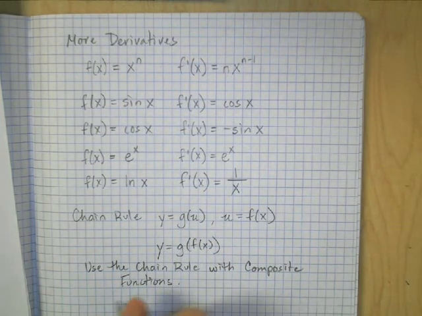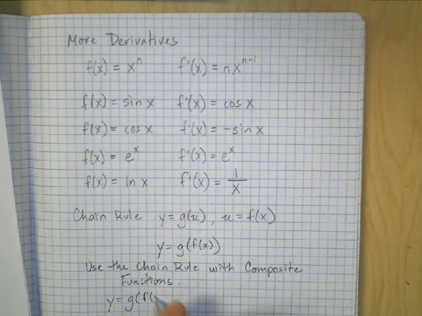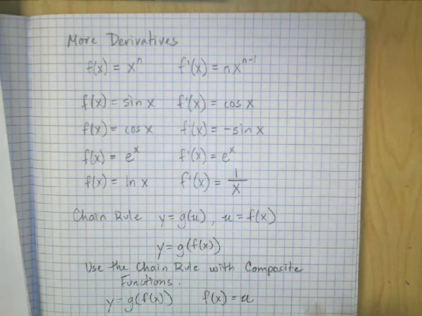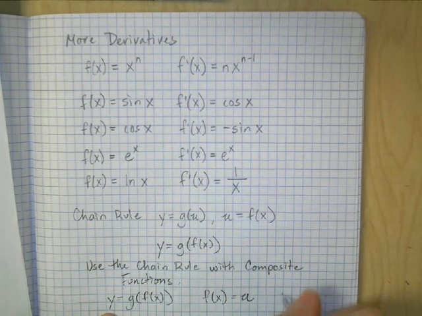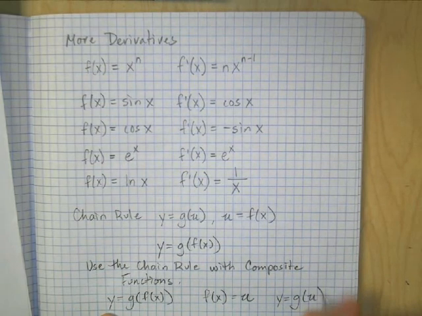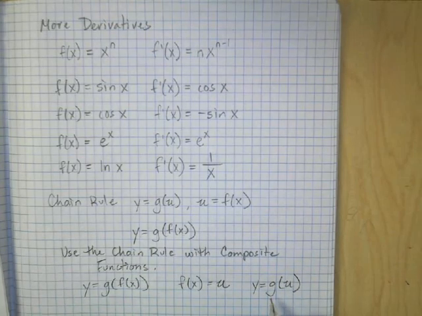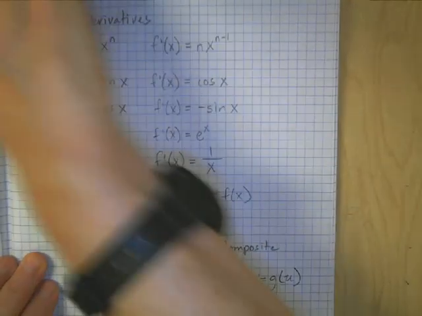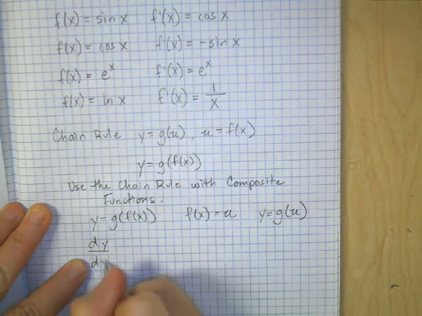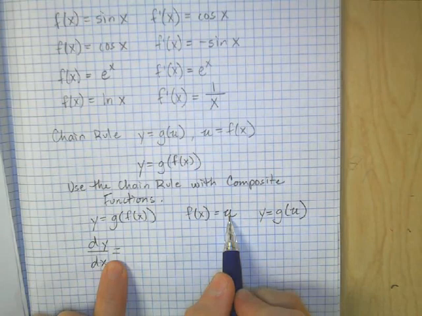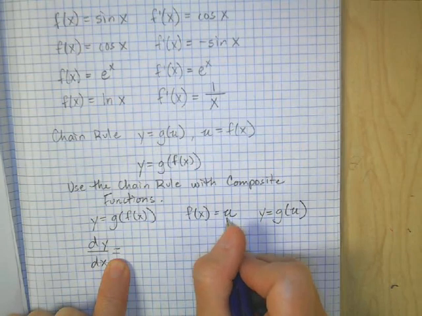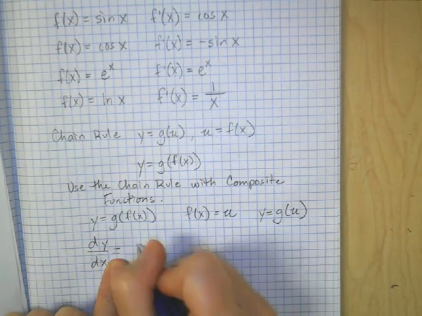we can call f of x u, and so then we can say that y is equal to g of u. So then when we do our derivative, dy dx, let me change that angle. dy dx is going to be equal to, remember, the derivative of u. So we're going to take the derivative of u. That's my du dx.